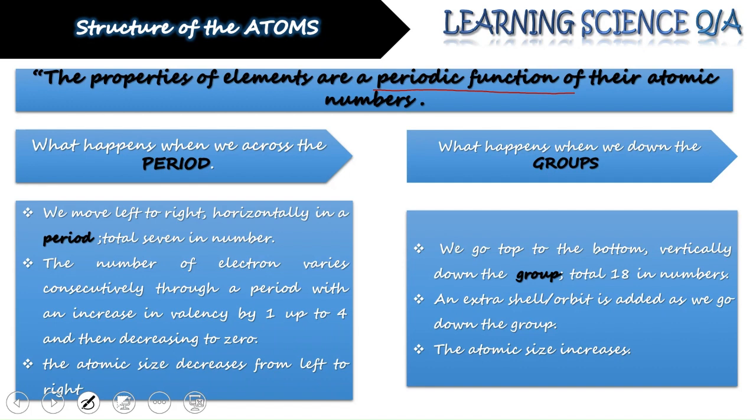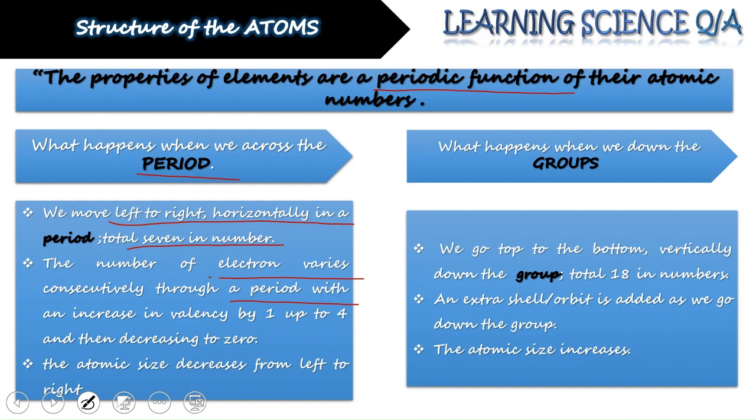When we move across the periodic table, that means when we are moving left to right horizontally in a periodic table, we are moving across the period. Total periods are 7 in number. We'll be looking at them in detail with the help of a periodic table also. So, periods are total 7 in number, and as we move across the period, the number of electrons increases consecutively. That means one by one it increases through the period.